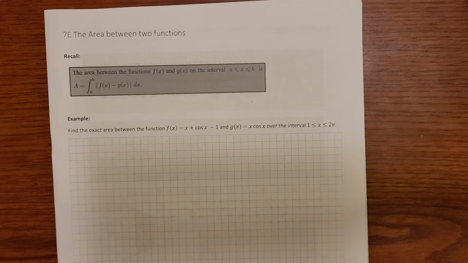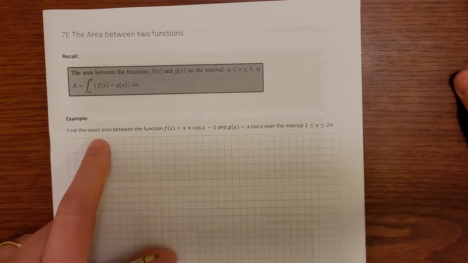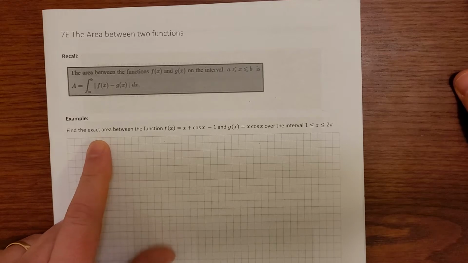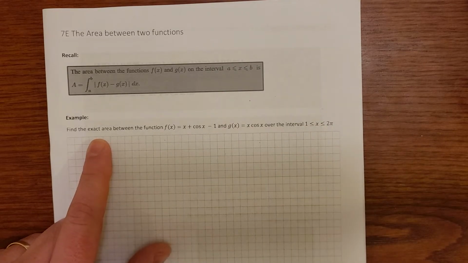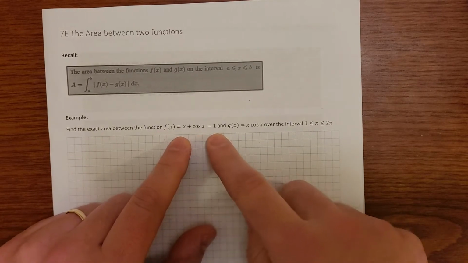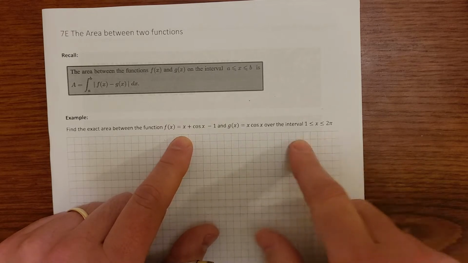This is a skill that we have learnt in maths methods, and we're just going to apply it here using the new spec integration techniques. The question says find the exact area, so that means it wants an answer in terms of pi or e or ln. We'll need to apply the fundamental theorem of calculus exactly between these two functions, x plus cos x take 1 and x cos x, over this given interval.